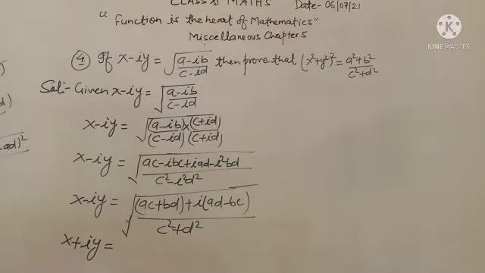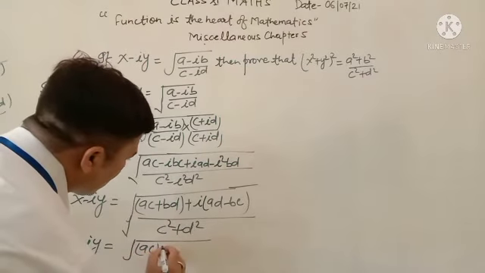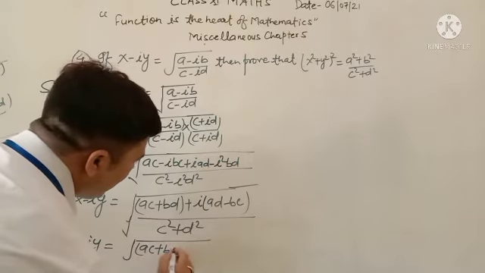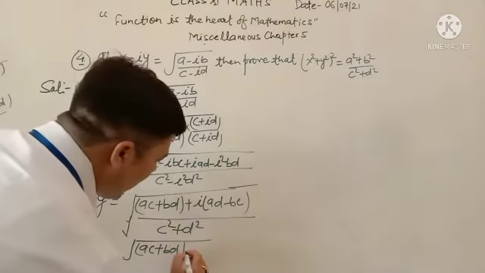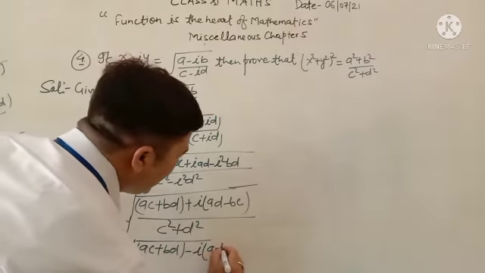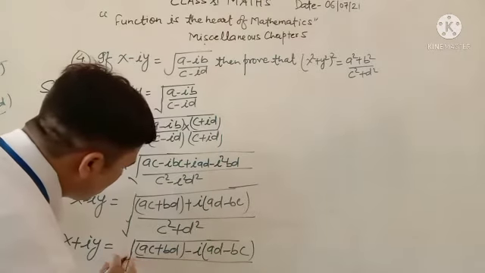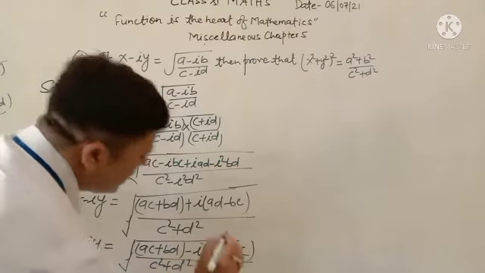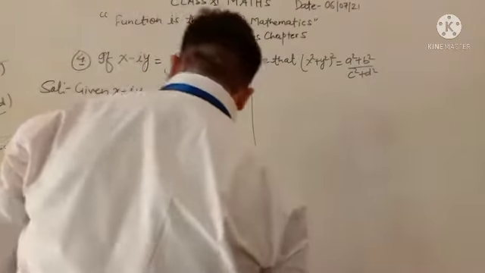So the value of its conjugate, x plus iy, is equal to (ac plus bd minus i(ad minus bc)) upon (c square plus d square). You only have to change this sign, it became minus i(ad minus bc).